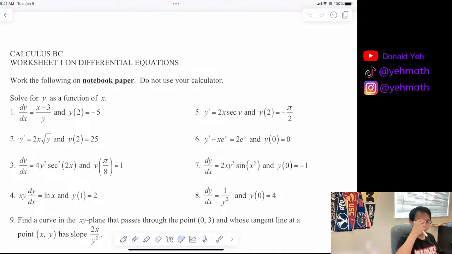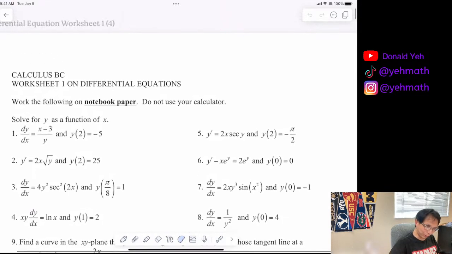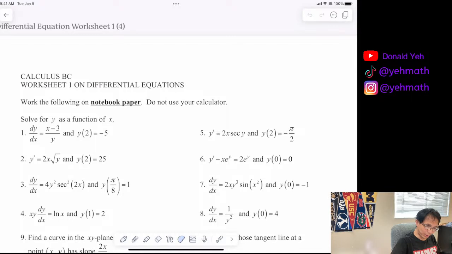Okay, so the first question here, I'm just gonna do the first question. You guys do the rest. So basically, if you have dy/dx, oh, I love this one. dy/dx is equal to (x minus 3) over y. So the whole idea is to make sure y and dy are on one side and x and dx together. So I multiply both sides by y and dx. So I'm going to have y dy, and I have (x minus 3) dx.